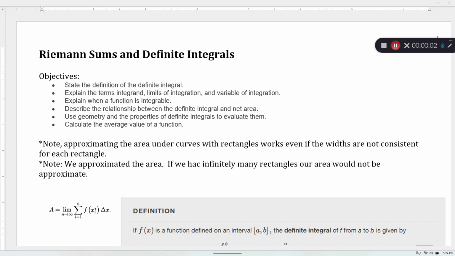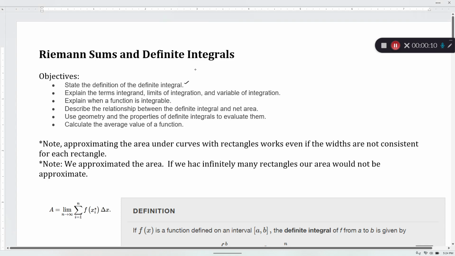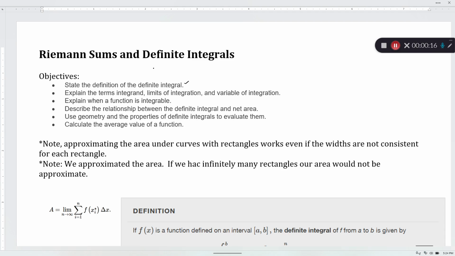Okay, let's talk about Riemann sums and definite integrals. The objectives for this section are to learn what a definite integral is, talk about what the integrand is, limits of integration, and variable of integration, so basically what the bits and pieces of it are. How do we decide if something is integrable? And look at some relationships between total area and net area and the average value theorem ultimately.